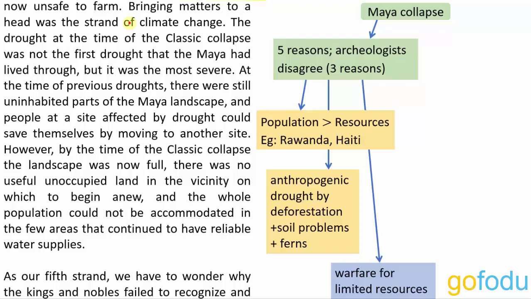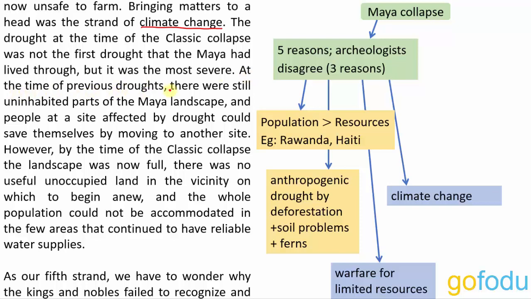Bringing matters to a head was the strand of climate change. Here comes our fourth strand or fourth reason. Let's include in the chart climate change. The drought at the time of the classic collapse was not the first drought that the Maya had lived through, but it was the most severe.